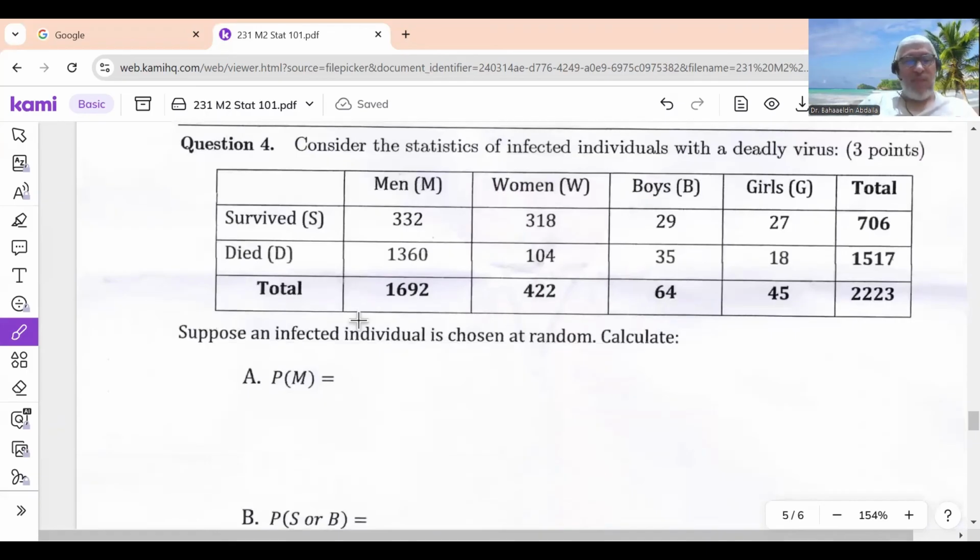The last question, I have a table of statistics of infected individuals. Total number of individuals in the experiment, 2,223. Suppose an infected individual is chosen. What is the probability that he is a man? Probability of men. Well, the total number of men, 1692, over the total number of people in the experiment. So this is the probability of M, and it approximately equals 0.07.